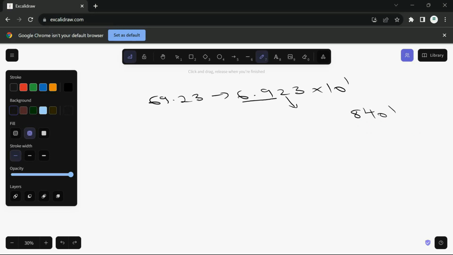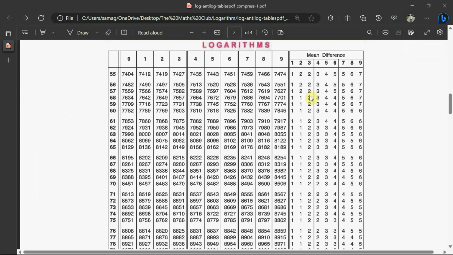8401. But it does not end there. We still have another number there, number 3. How are we going to put in the number 3? If you go to our logarithm table, you see another place called the mean difference. You can see that there are other numbers here too: 1, 2, 3, 4, 5, 6, 7, 8, 9. So we said the first number is 69 under 2, then we'll now come to this mean difference.